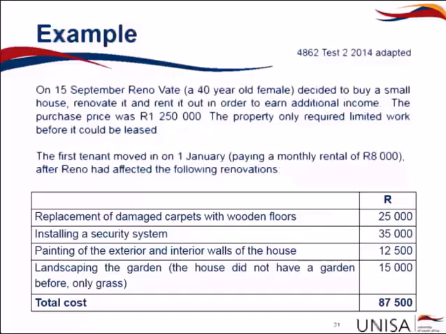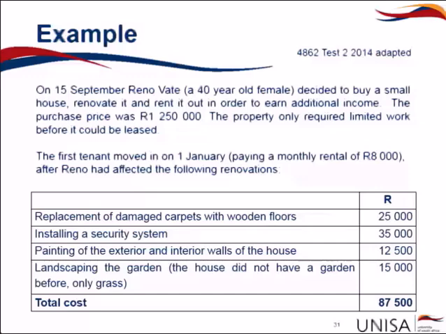Landscaping the garden. In the past, it was just grass. Now we've improved the garden. We actually have a garden with plants and something that we have now brought in that wasn't there. Therefore, that landscaping would also then be seen as an improvement.